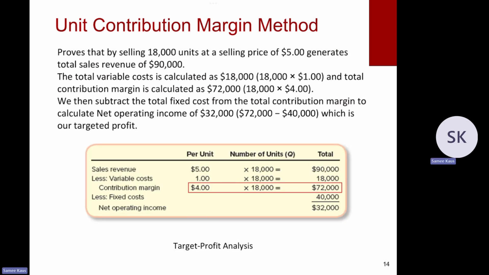So now we can see here a little bit of math proof, if you don't believe me, that selling 18,000 units at a selling price of $5 generates total sales revenue of 90. Now I need to take care of my $1 variable cost per unit at 18,000 units. So I will have 18,000 in variable costs, leaving me with a contribution margin of 72,000. Pull out my fixed costs, and there I'm left with the same target profit that I established that I wanted of $32,000.